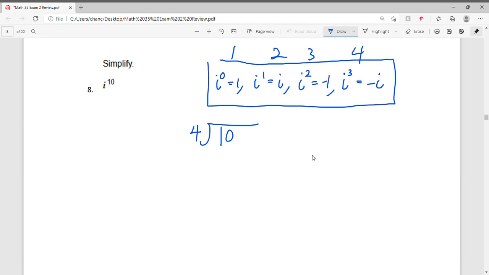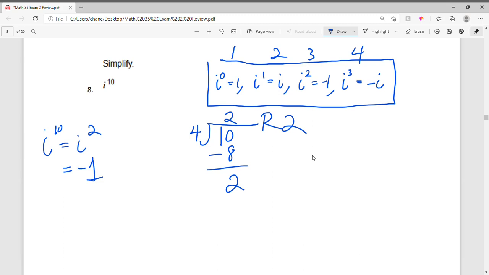4 goes into 10 twice, that's 8. We have a remainder of 2. We're going to use the remainder as our new exponent. i to the 10th is equal to i squared, and we all know i squared is equal to negative 1. So that's our solution for question 8. We just have to use the remainder as our new exponent, and we have only 4 options for this problem.